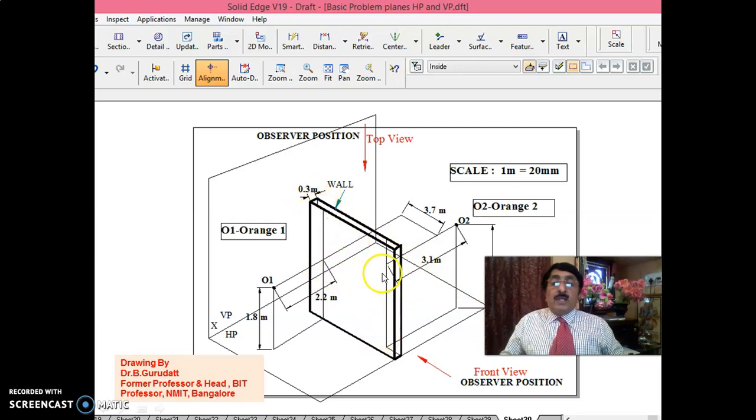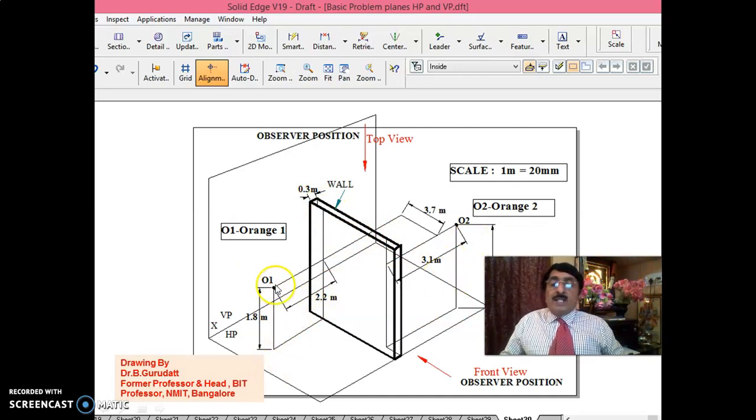Don't worry about the height of the wall and width of the wall. But 0.3 has to be shown because they have given 0.3 meter thickness. 0.3 meters thickness at 20 mm per meter means 6 mm is the thickness. This thickness of the wall can be seen not only in the top view but also in the front view. Now this height can be anything. Even this distance can be anything as long as you are able to accommodate two oranges.